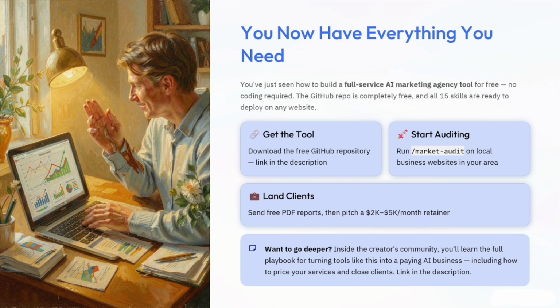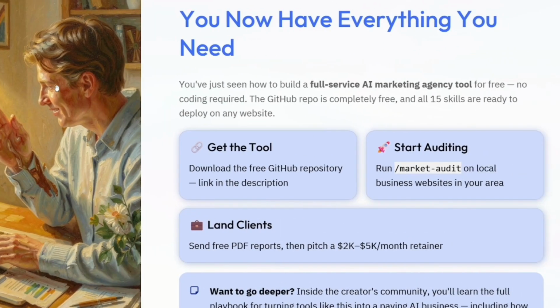Okay, so here's your action plan. Number one, get the tool, download the free GitHub repository. The link is in the description which I have just provided. So this is the action plan. You can take a screenshot also, because you need to implement this after watching the video, right? So first of all, download the free GitHub repository from the link in the description. Second is start auditing, which means run the slash market audit on local businesses' websites in your area.